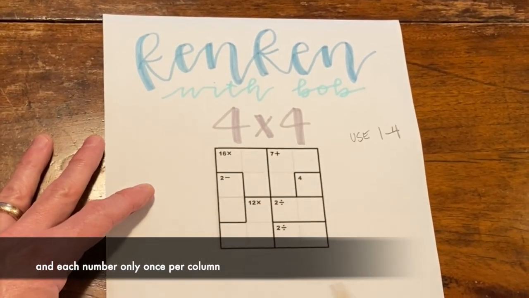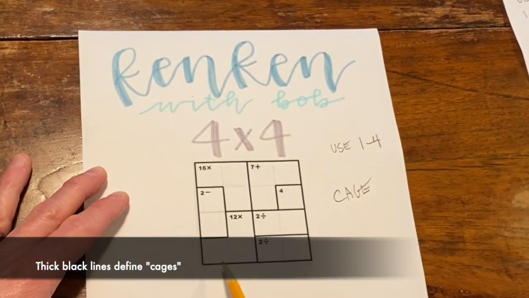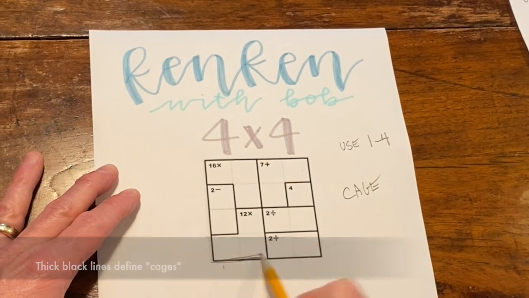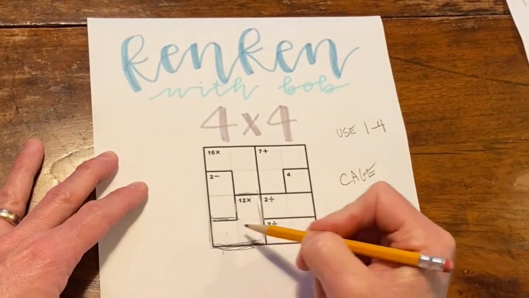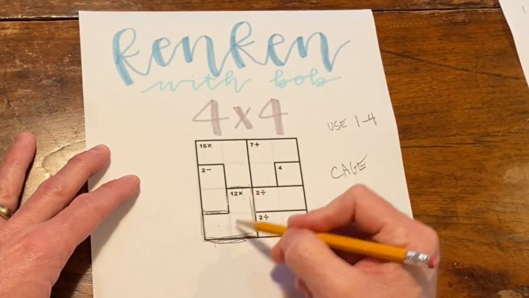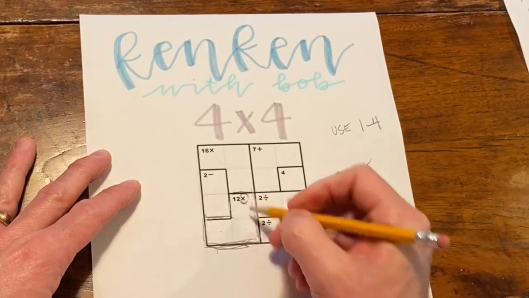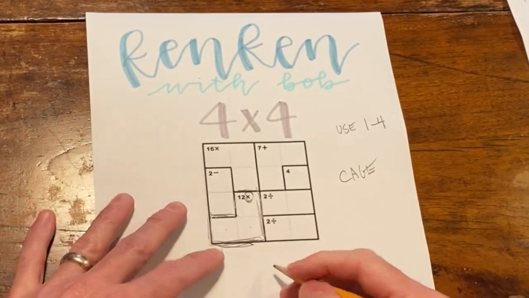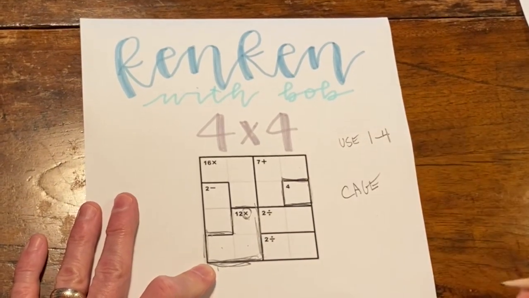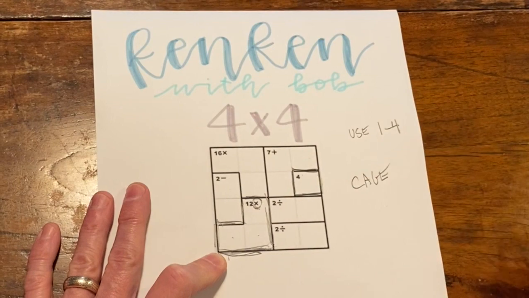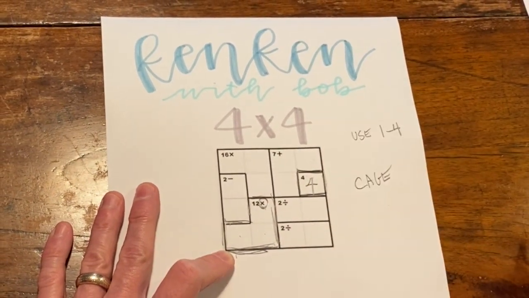I want you to notice these dark black lines because the dark black lines define a cage. So for example here, this cage is a little bit odd shaped, has 3 squares, and the 3 numbers that go into that cage, when multiplied together, you can see this multiplier here, must equal 12. We'll get back to that in a second. This is an unusual cage in that it doesn't have any operator. There's no plus, minus, multiplier, divide. So we know that has to sum to 4.